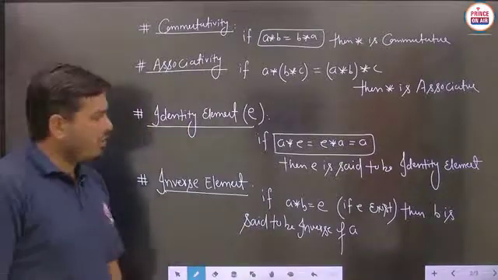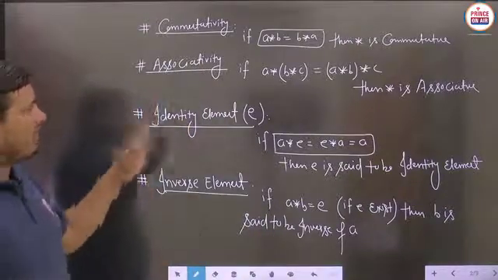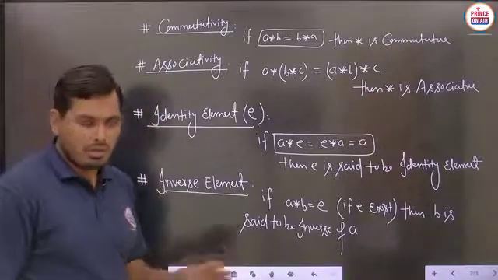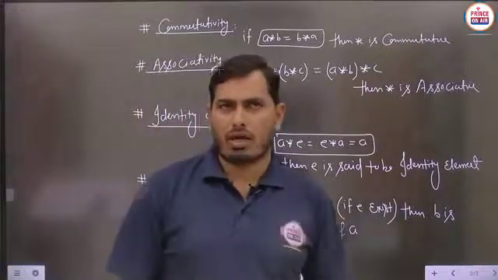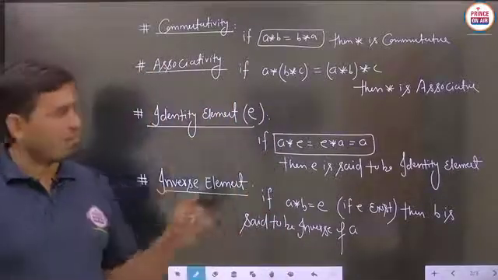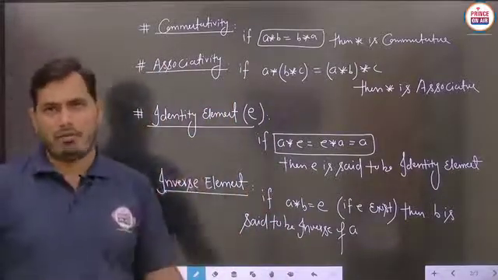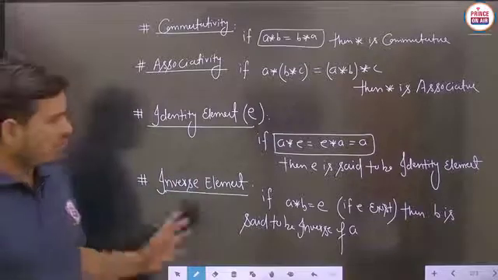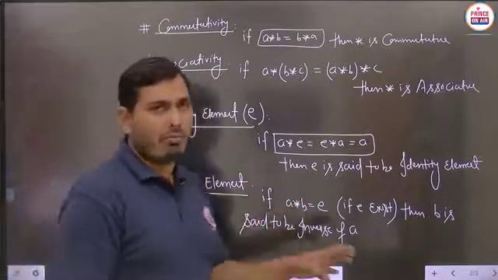So easily student, you can see the basic thing related to the binary operation here. Just these four things mainly we have to calculate for each and every case of binary operation, that is commutative nature, associativity, identity element and inverse element. Is it to be clear? So student, this is the basic theory related to the binary operation.